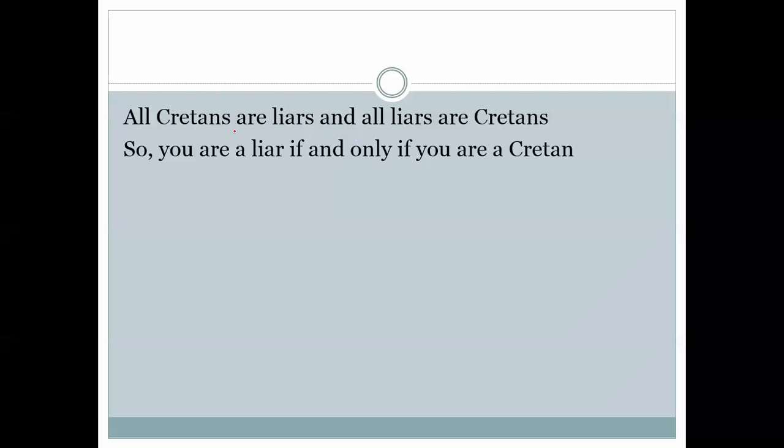Finally, well, let's see. All Cretans are liars and all liars are Cretans. So you are a liar if and only if you are a Cretan. If C, then L, and if L, then C. Therefore, L if and only if C, and that is valid.